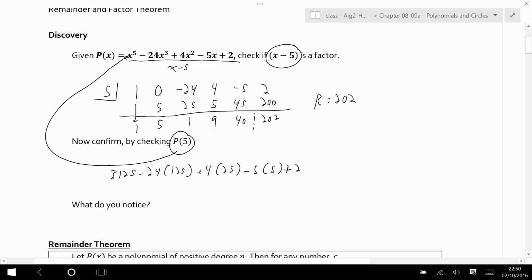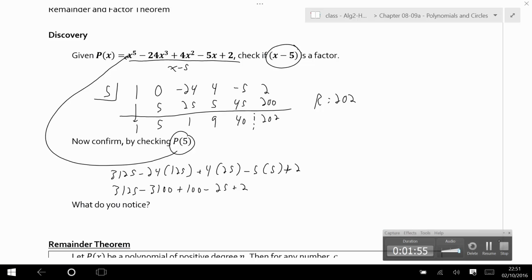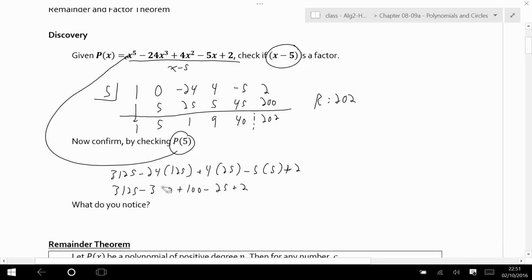It's a lot of math to try to do in your head, but let's do it the best we can. This is 3125 minus 25 times 125, so this would just be 3100 plus 100 minus 25 plus 2. Well, if I do that entire thing out, I'm going to get, let's see, 3100, 25. Oops. There we go. I noticed I did it wrong. This is actually 3000, not 3125. So this ends up being 202.